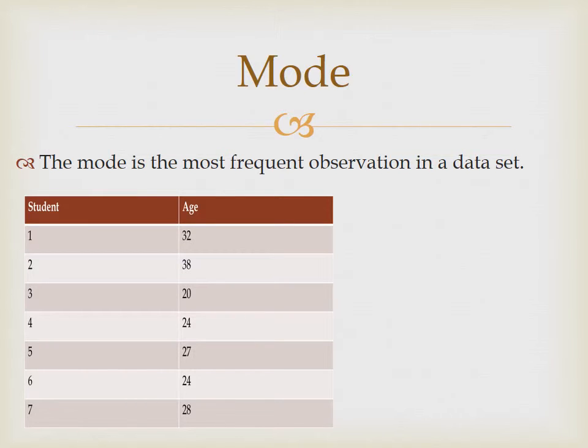The last measure of central tendency that we're going to look at for this section is the mode. The mode is the most frequent observation in the data set. Here again, you see the same set of numbers, and I'm going to ask you to pause and see if you can identify what the mode is, the most frequent observation. What you should have found is 24. 24 appears twice, so it's the most frequent observation in this data set.